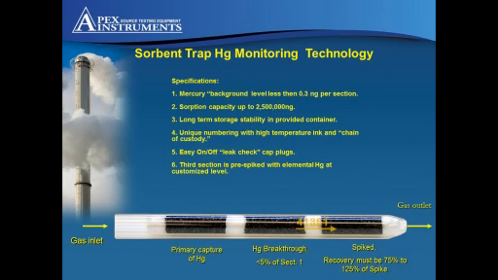The trap configuration: section 1 will perform the primary capture of the mercury. Section 2 is for monitoring of any mercury breakthrough, and section 3 will be the spike section and monitored for spike recovery. The spike is close to a level to what we would expect to see in the stack.